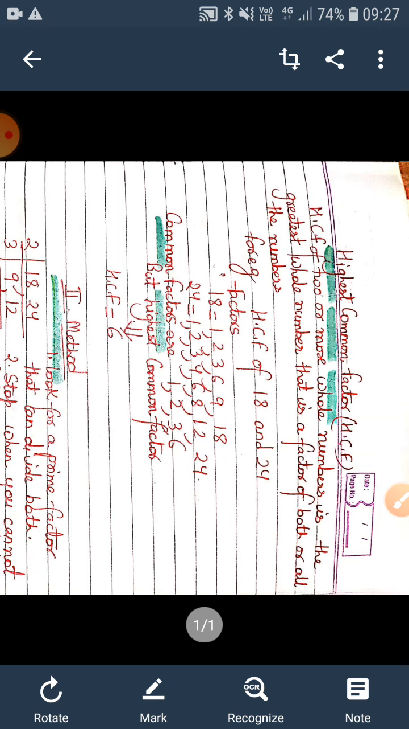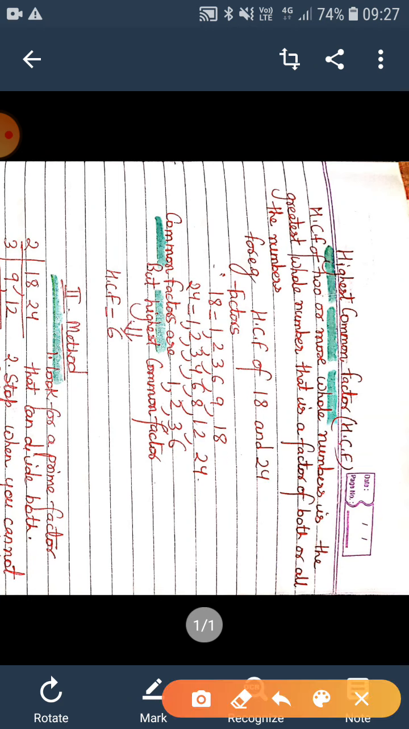We have to find out HCF of 18 and 24. So we can write the factors of 18 as 1, 2, 3, 6, 9 and 18. Similarly, we can write the factors of 24 as 1, 2, 3, 4, 6, 8, 12 and 24. So what are the common factors? As we can see, the common factors are 1, 2, 3 and 6. Now because we are talking about the highest common factor, HCF will be 6. So this is one of the methods of finding HCF.